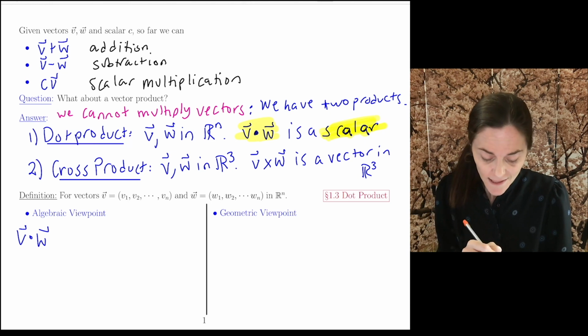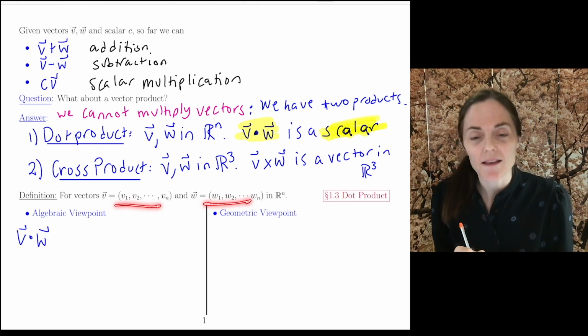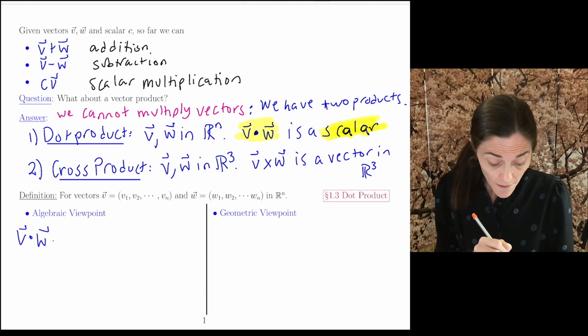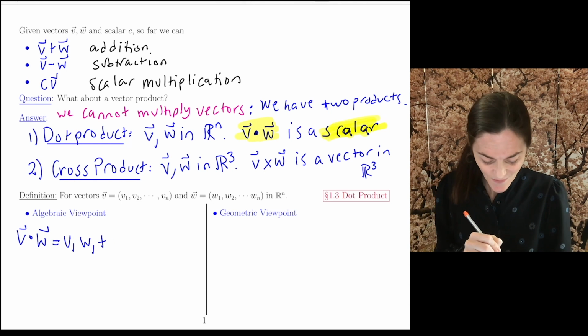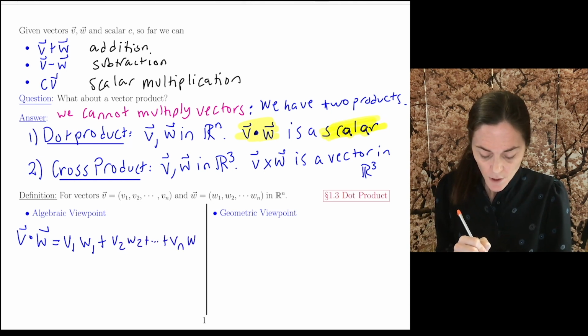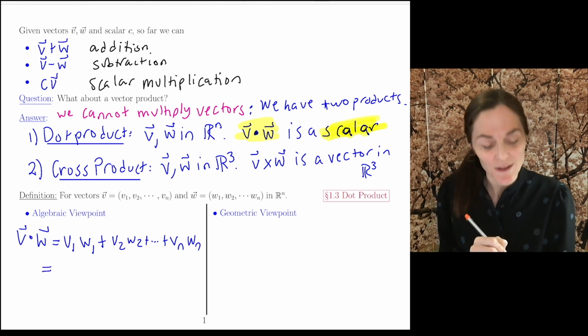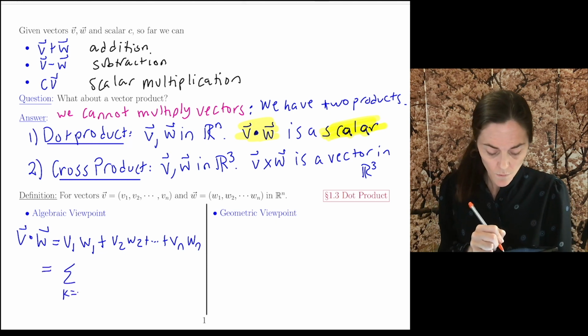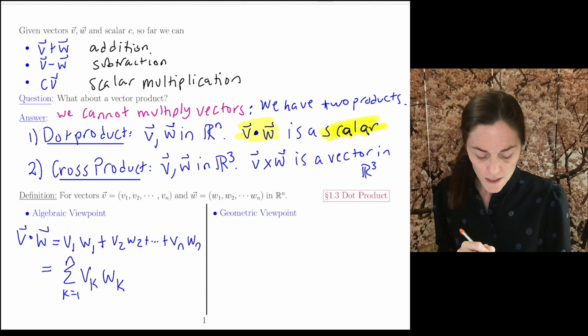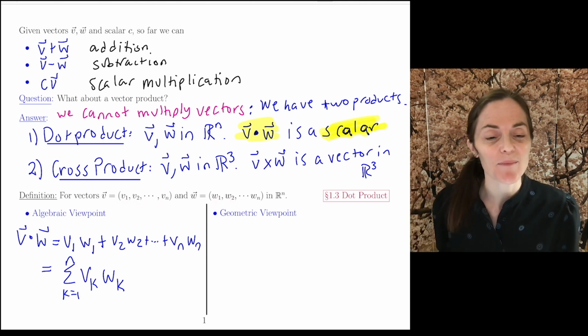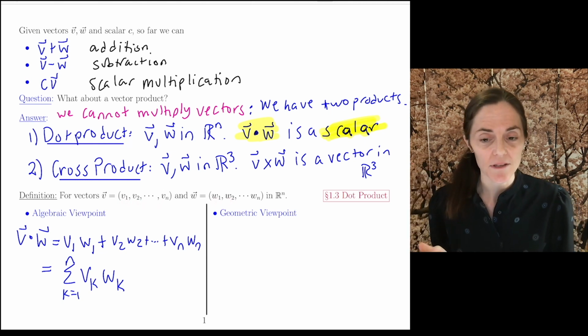Here, v is v1 through vn, and w is w1 through wn. For the dot product, we take v1 times w1 and add v2 times w2, and then all the way out to vn times wn. We can write this in summation notation. It's a sum, k equals 1 to n, of vk wk. So you multiply the corresponding entries in each component and then add all of this up. This is the algebraic viewpoint of the dot product.